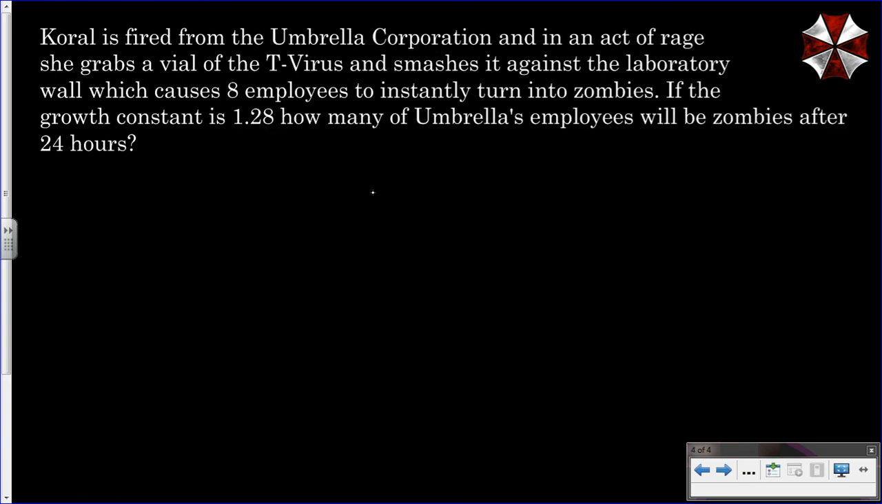Now I want to make this a you try. It says Coral is fired from the Umbrella Corporation and in an act of rage grabs a vial of the T-virus and smashes it against the laboratory wall, which causes 8 employees to instantly turn into zombies. If the growth constant is 1.28, how many of Umbrella's employees will be zombies after 24 hours? Pause the video and figure out how many employees Umbrella's going to lose to the zombie outbreak.